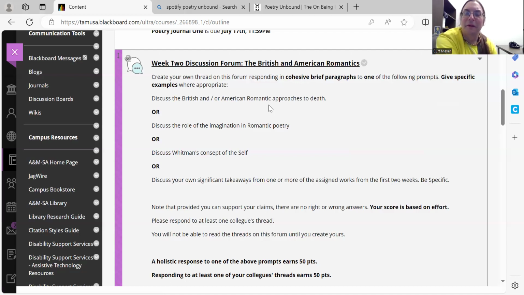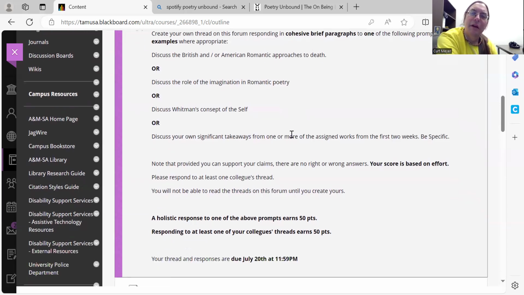You can talk about Keats's approach to death. You can talk about Whitman's approach to death. You can talk about Dickinson's approach to death. Again, watch those videos. They give you some ideas. You can talk about Coleridge's approach, or you can talk about how they differ, right? There is some slight variance in Whitman's approach to death as to Dickinson's, and things like that. So think about that.